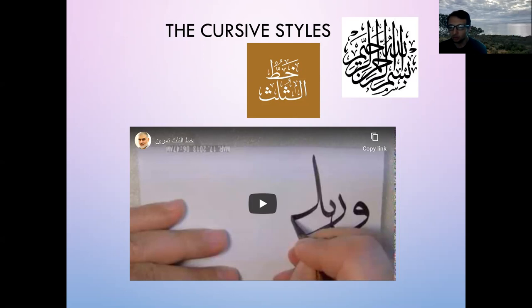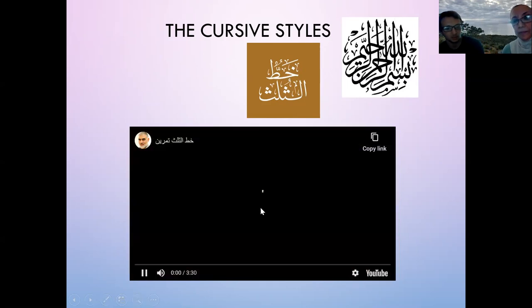Mamluk Thuluth of the 14th century was heavy and large, while the Ottoman Turks preferred a simpler, more refined version. They still practice this type of calligraphic style today, but in a simpler version than when it first started. Would you like to start the video to demonstrate this calligraphy?